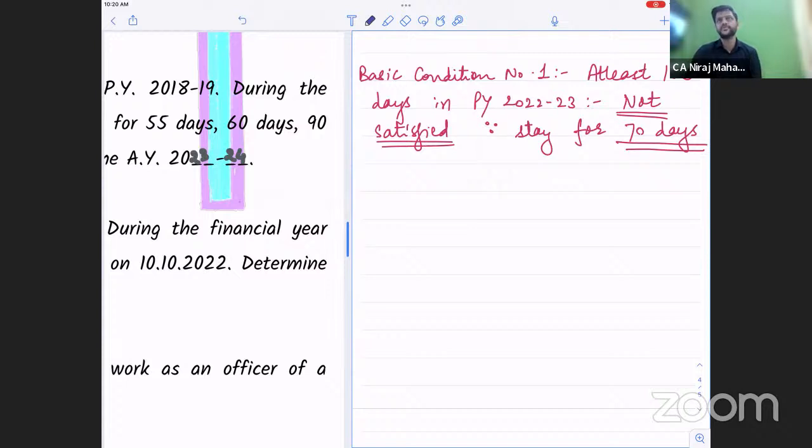Is it a problem yet? No. So what do we check? Very good: basic condition number 2. What is basic condition number 2? Tell me. At least 60 days in the current year.